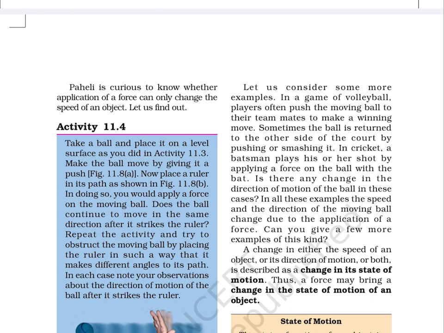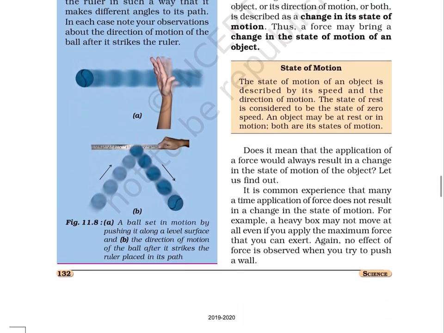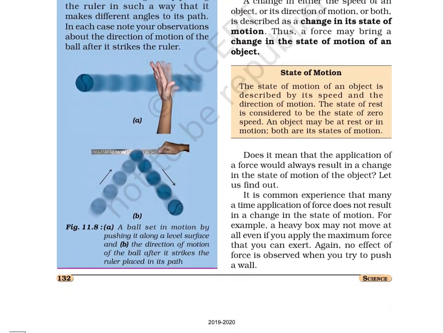Does the ball continue to move in the same direction after it strikes the ruler? Repeat the activity and try to obstruct the moving ball by placing the ruler in such a way that it makes different angles to its path. In each case, note your observations about the direction of motion of the ball after it strikes the ruler. Figure 11.8a. A ball set in motion by pushing it along a level surface, and b. The direction of motion of the ball after it strikes the ruler placed in its path.